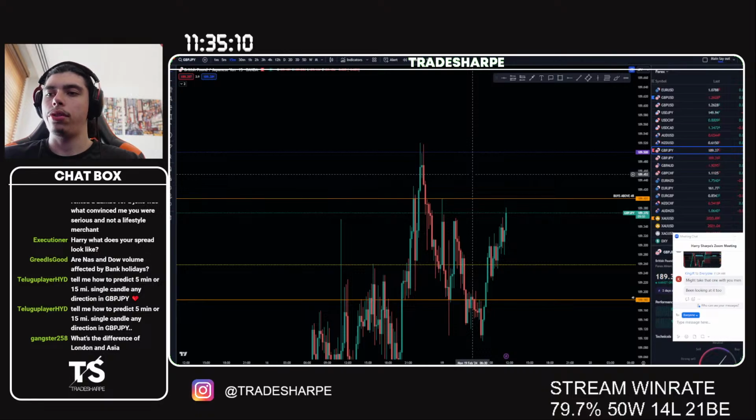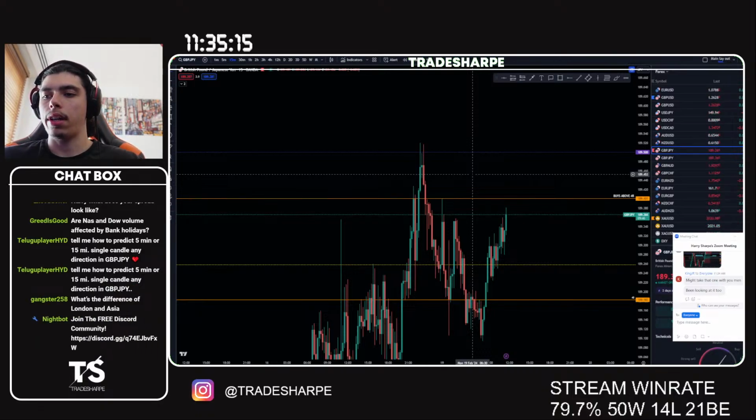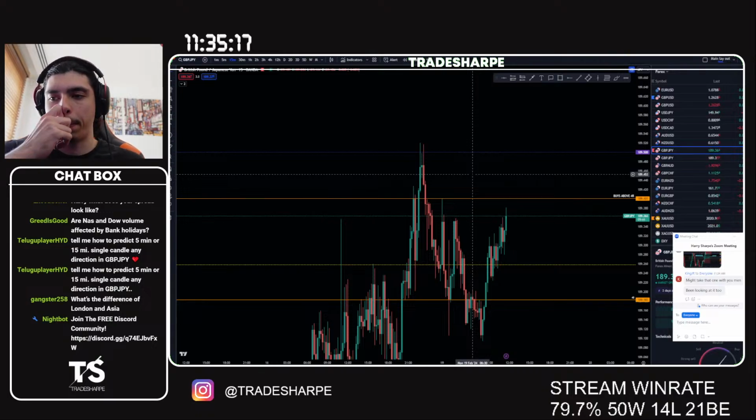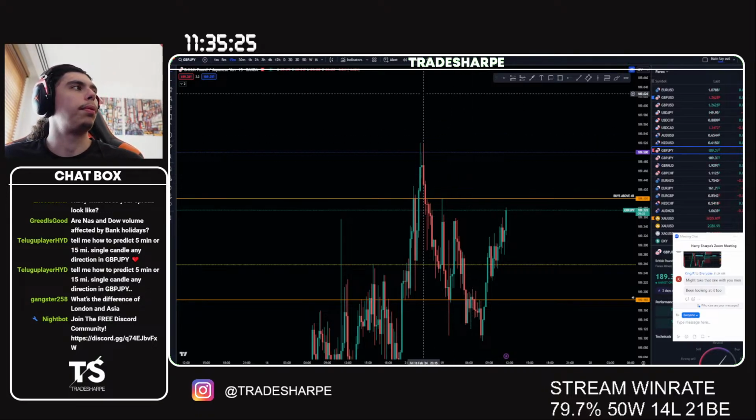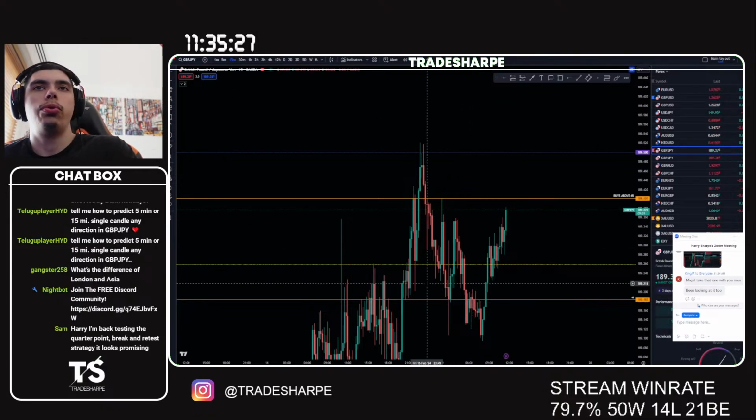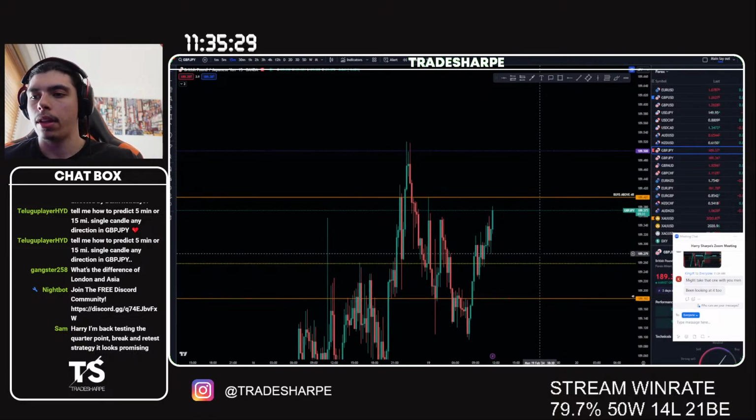I'm new. What type of strategy do you trade? I trade a price action based strategy. What's my spread look like? I think it's around 1 pip here. I would hope so with that size of ranges. Yeah, we're about 0.9, 0.7. So good spread. With small ranges, you would hope for a small spread.